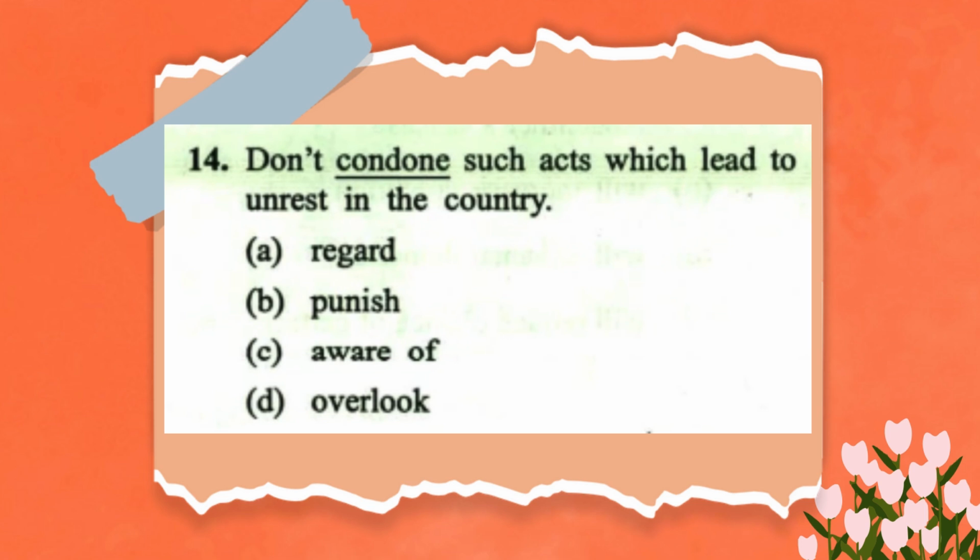Then comes A option, regard. This just means to consider or look at something. It's too general and doesn't capture the sense of approval. Then C option, which says aware of, and this is a state of mind. It means you know about something, but it doesn't mean you approve it, and it's not the same thing as condoning. That leaves us with option D, overlook. To overlook something means to fail to notice it, or in this context, to intentionally ignore it and not object. This is the closest meaning to condone, so the correct answer is D, overlook.